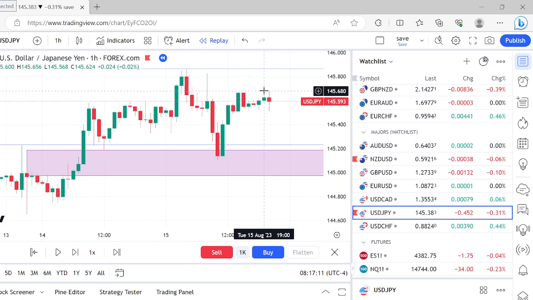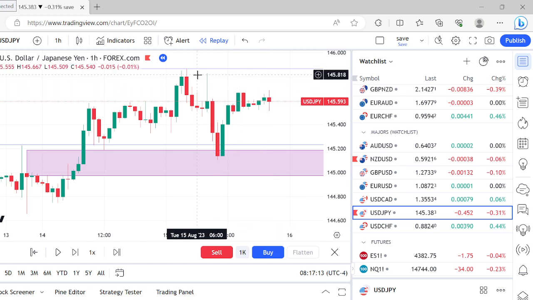And now we got a shift in market structure on the 1 hour chart while leaving that untapped, because we took out this swing high right here. Now this is very important. This is another key thing you want to note.